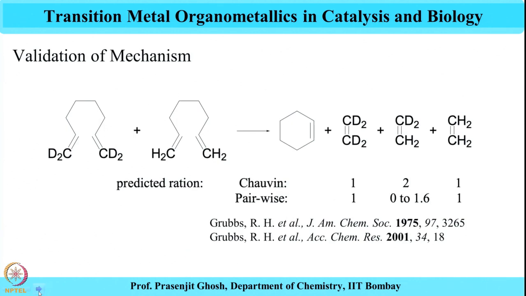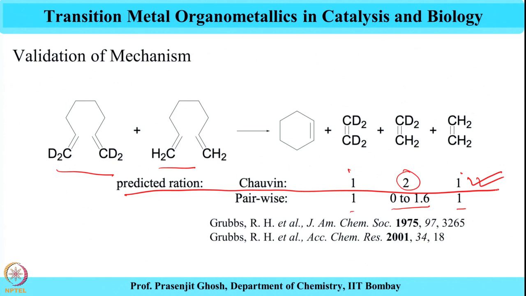For these two types of olefin, deuterated versus protonated, Grubbs estimated that according to the pairwise mechanism the ratio of these three products would be 1:0:1.6, whereas for Chauvin it would be 1:2:1, and this is what was experimentally observed, giving a verdict in favor of the non-pairwise mechanism. So this was a fantastic set of experiments performed by Grubbs that finally settled the issue, put all the confusion to rest, and gave a verdict in favor of Chauvin's mechanism.